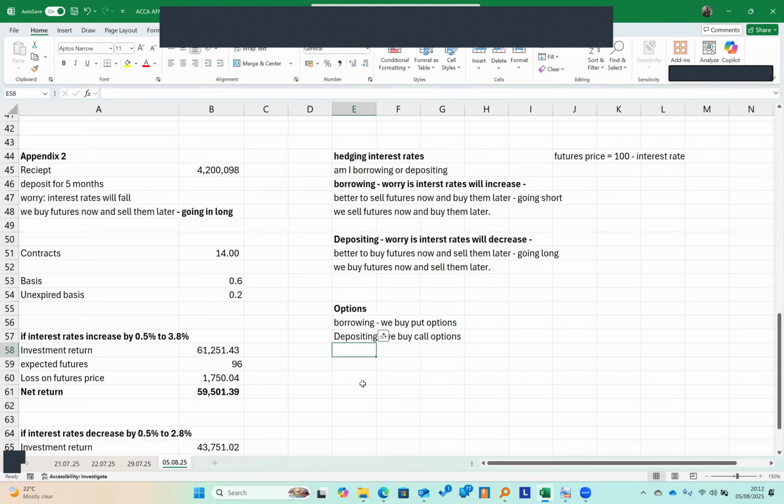So, we can have this as a summary: a borrower always sells futures now and buys them later, and the person depositing buys futures now and sells them later. Or for the options, the borrower always buys put options and the depositor always buys call options. There is more explanation that you can get when you look at the video, but I hope this summary makes it clear for you.